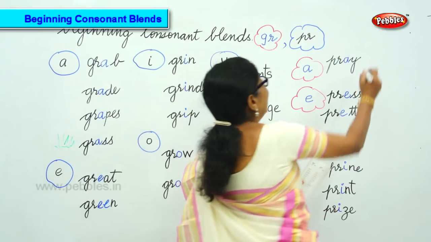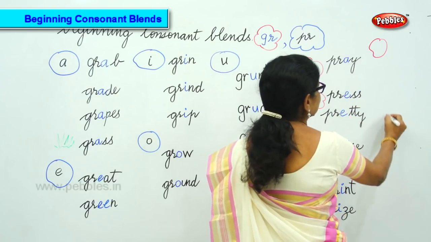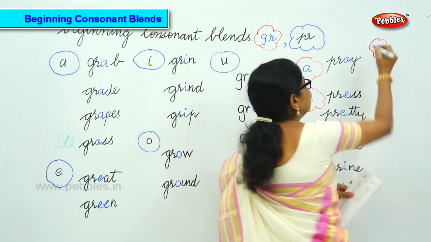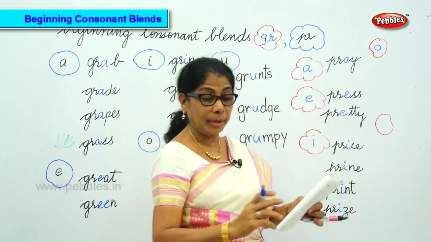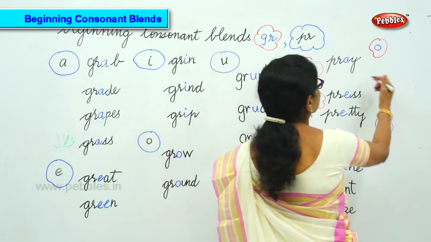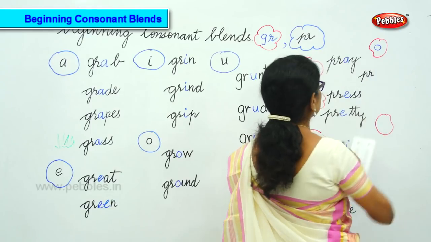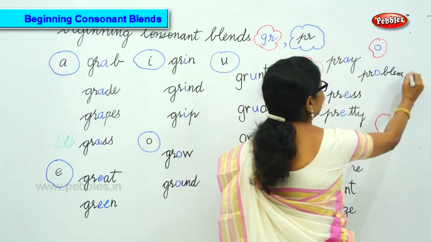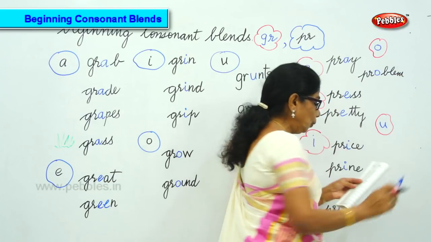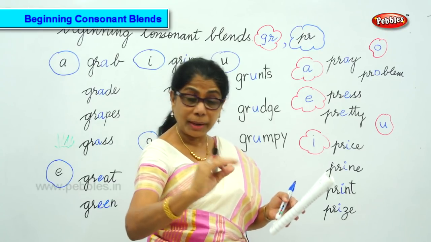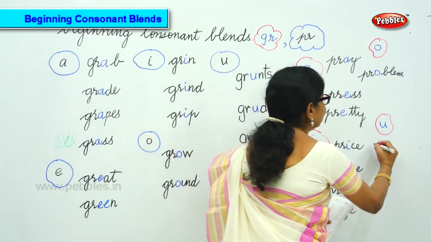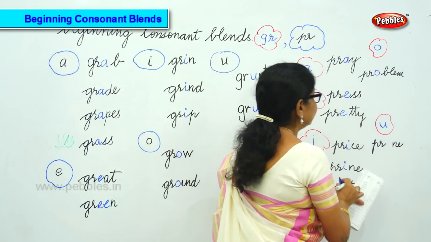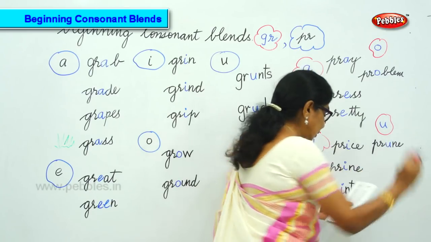Now in the vowel O, let's see what words you get. You get problem. You have a problem. And in U, what word can we get? Prune. You cut a plant nicely, neatly. That's called prune. When you prune the plant, you get the fruit faster.